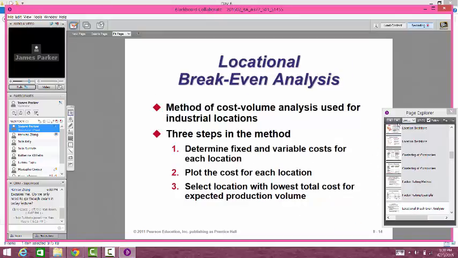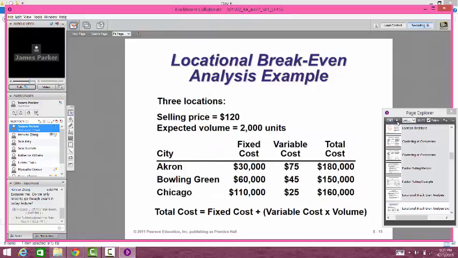Location break-even analysis. So determine fixed and variable costs, plot the cost for each location, select the location with lowest total cost. So these are, again, another location strategy. This is fairly realistic. You're selling a unit for 120, expected volume 2,000 units. In Akron, kind of out there, maybe a bit depressed, so fixed costs are pretty cheap, only $30,000. Where Chicago, big city, $110,000 in fixed costs. Real estate's more expensive, probably a big consideration. But the variable costs are cheap in Chicago. You might be close to the market, lower shipping, other things that are variable costs.